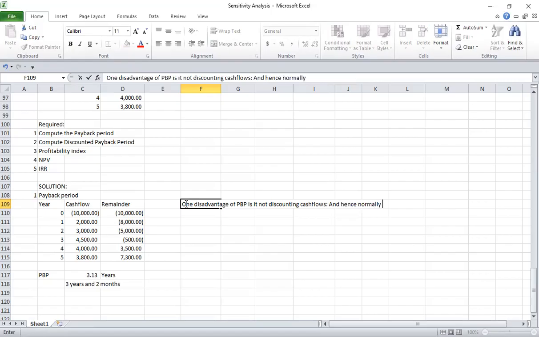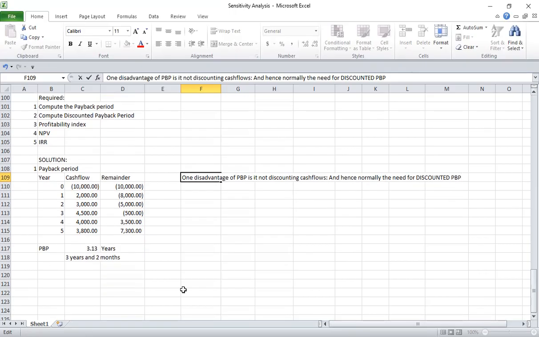So let me say that, and hence, normally the need for what we call the discounted payback period. So normally the need for what we call the discounted payback what? Payback period. And remember, that's what number 2 wanted. That is what number 2 wanted. The discounted PBP.